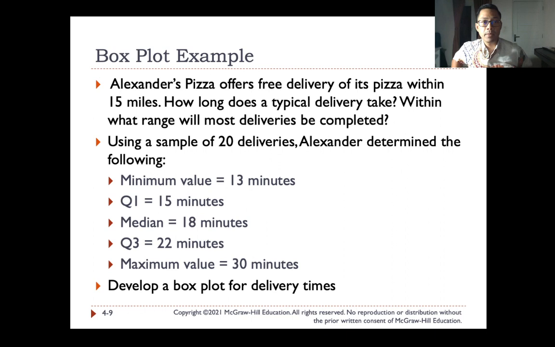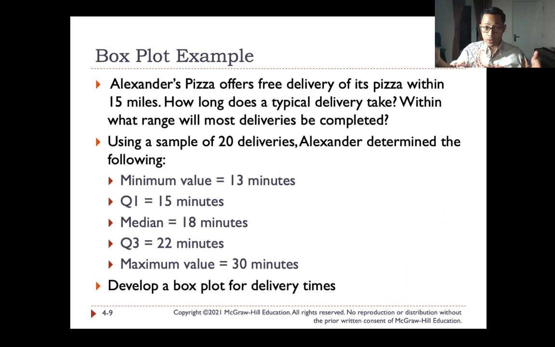So Alexander's Pizza offers a free delivery of its pizza within 15 miles. How long does a typical delivery take? So within what range will most deliveries be completed? Suppose that you have a random sample of 20 deliveries. Alexander determined the following. You have the minimum value of 13 minutes, and so the smallest value in your box plot will be 13.